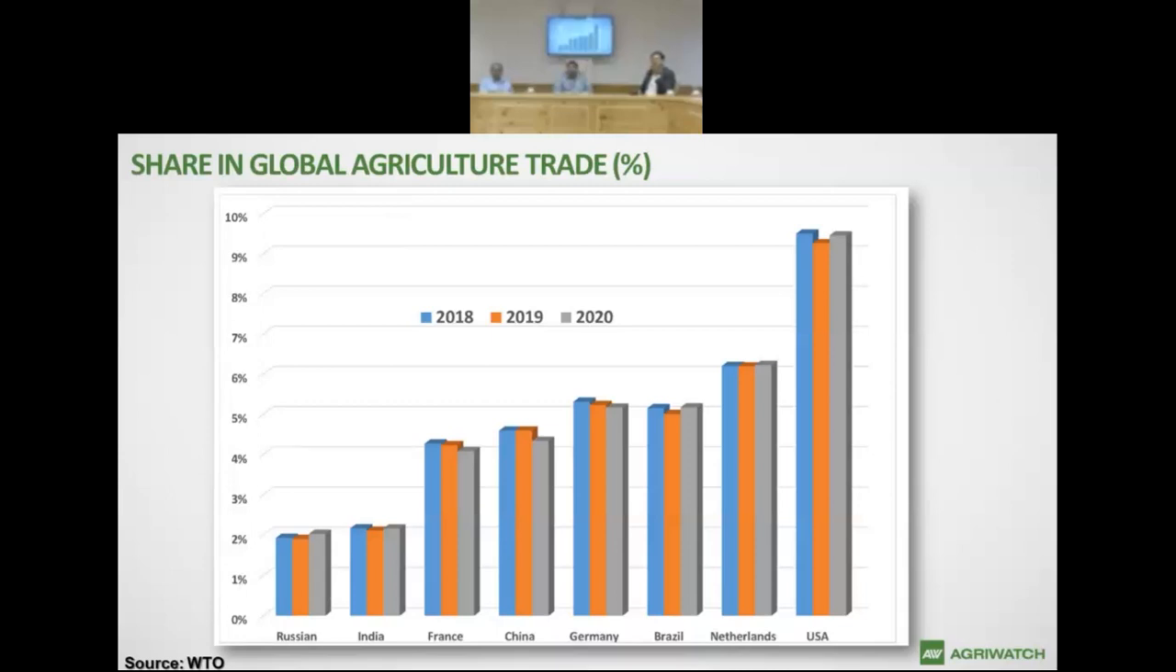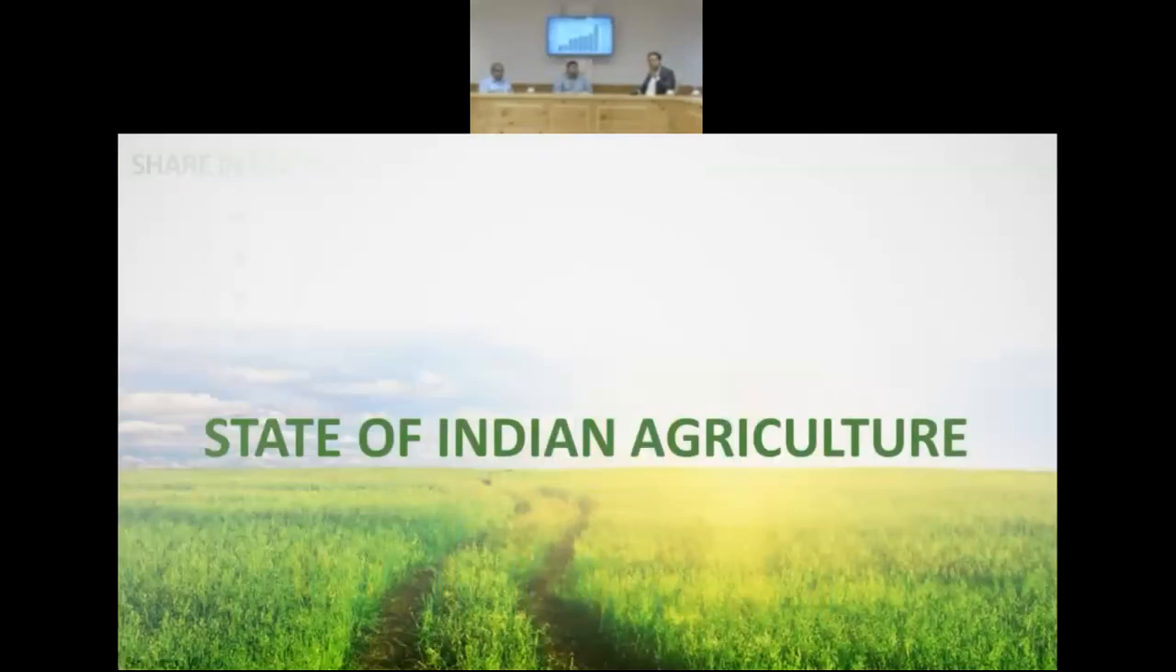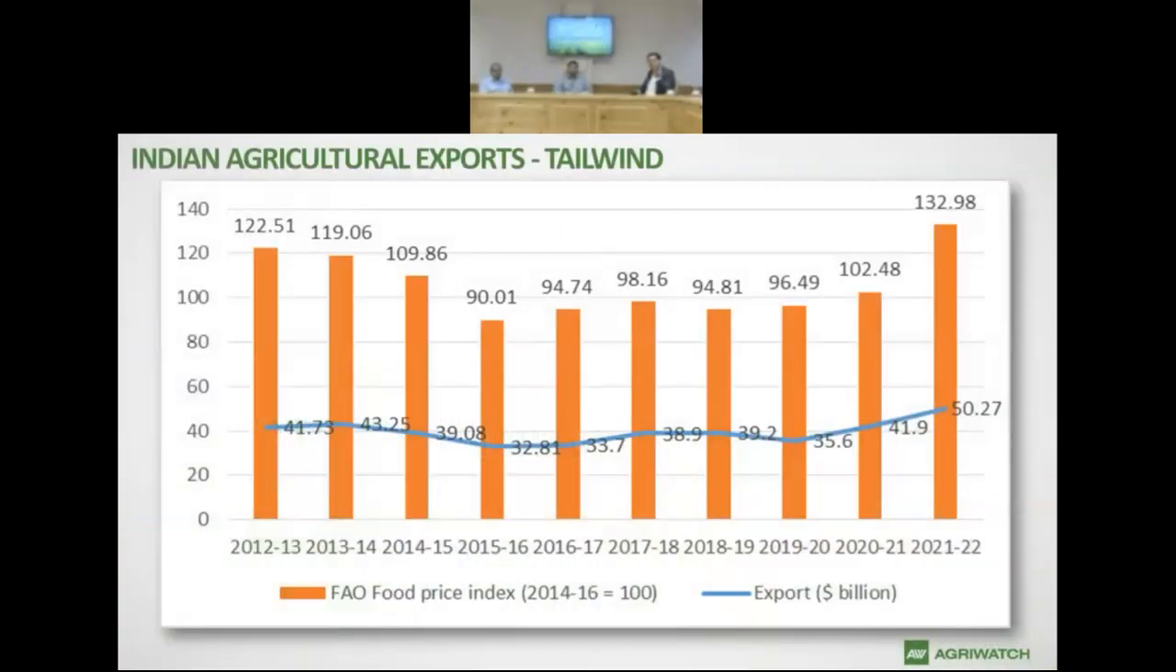So again, you'll find that the lion's share is of US, 10%, around 6% is Netherlands, and then you have Brazil, Germany around close to 5%, then China, and then India and Russia, right? So this is where, when we say that a country like India, with such a beautiful land, so many farmers, if we are still at 2% of total global agricultural trade, there is a humongous potential which is untapped. Now let's talk a little bit of state of Indian agriculture.